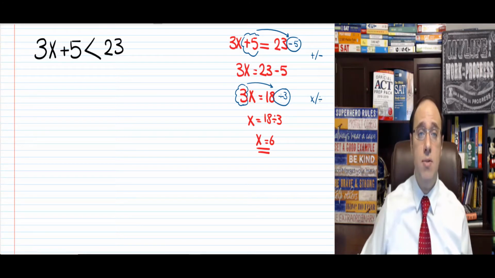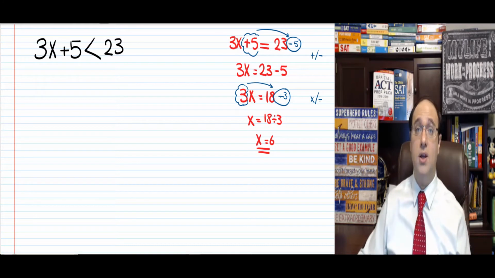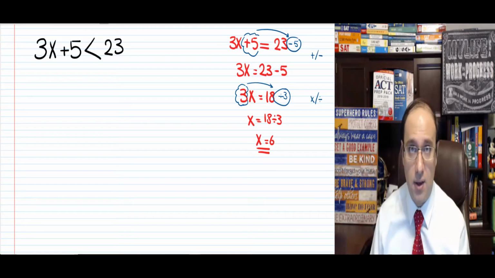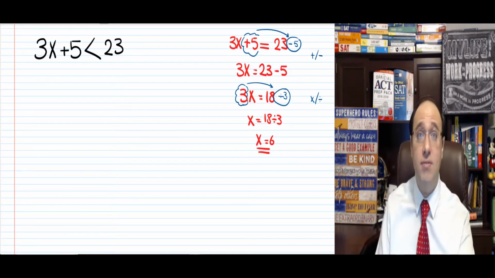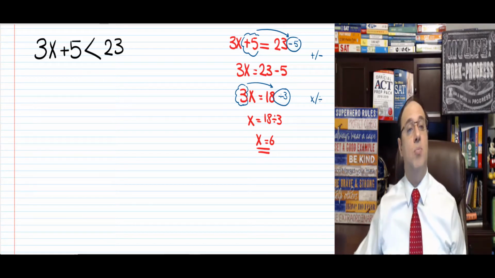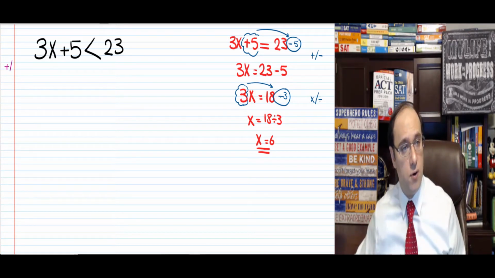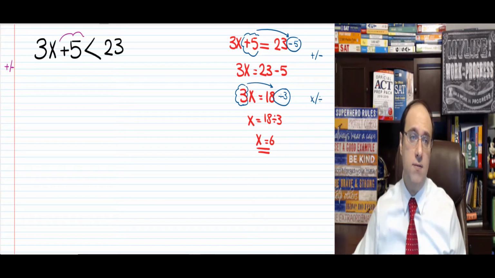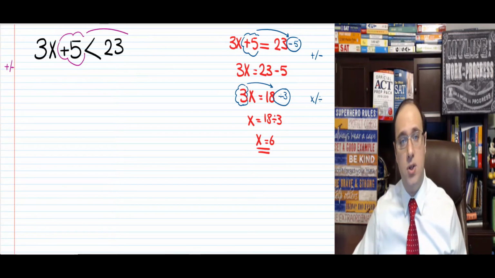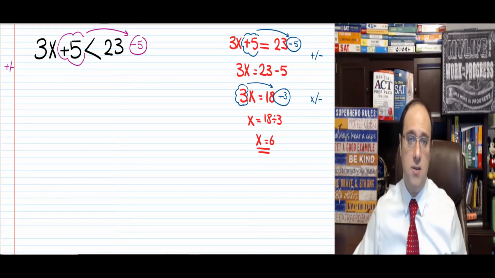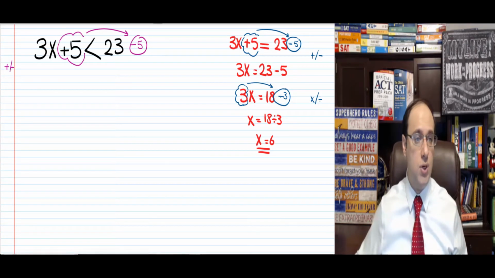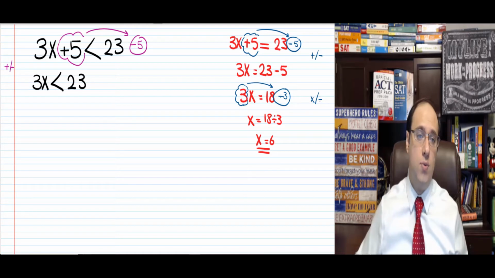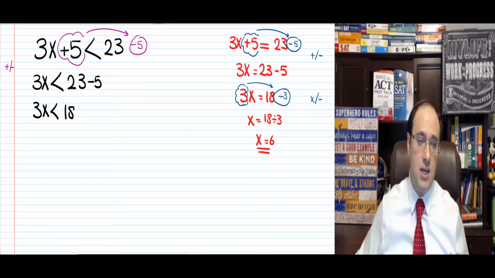Now, I want to do the same thing right here with my inequality. I will do the exact same thing. Instead of equal, I have less than. So, get rid of the pluses or minuses first, always. So the plus 5, I want to get rid of that. It goes to the other side as minus 5. Rewrite, please, because you need to be organized. 3x is less than 23 minus 5. 3x is less than 18.